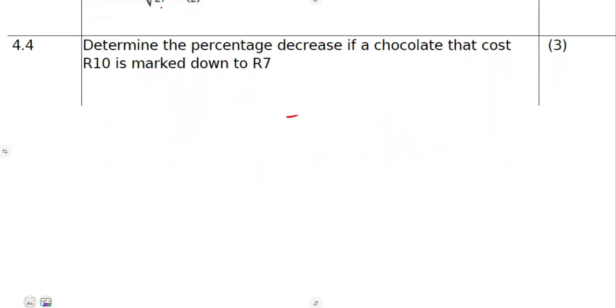Determine the percentage decrease if a chocolate that costs 10 rand is marked down by 7 rand. All right, exactly the same question that we had before. All right, anyways, this is what? A percentage decrease. So our decrease is what? You can simply use the formula direct, or you can calculate the decrease first. All right, so the decrease, that is the original, 10 minus what? Marked it down by 7. We reduced it by 7. So that's a decrease of what? 3 rand.